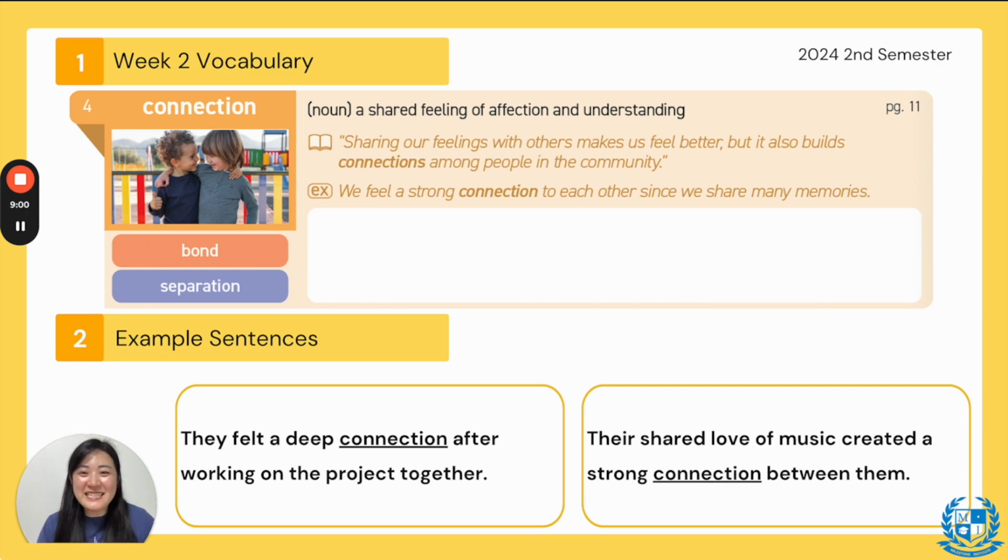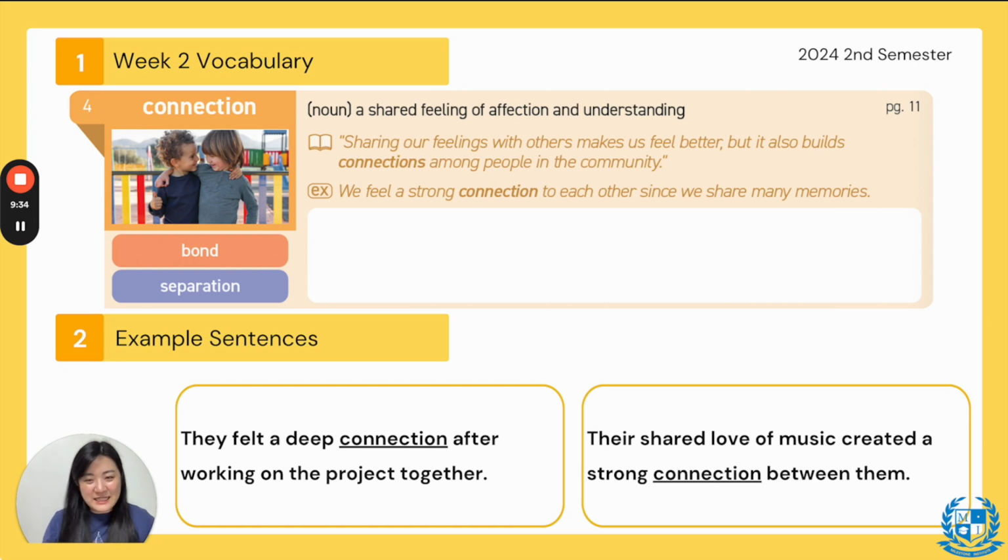In our TED Talks, it says, sharing our feelings with others makes us feel better. But it also builds connections among people in the community. Very good. So let's look at our example. We're going to read it together. We feel a strong connection to each other since we share many memories. Very good. So to feel a bit of understanding of another person, to have that connection.